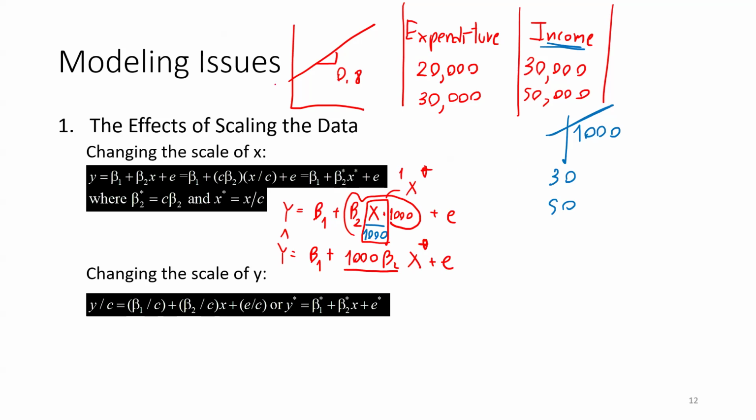So what happens if you change the scale of x? Y remains the same, right? Beta 1 is the same, beta 2 increases by 1000 times, and the error is the same.